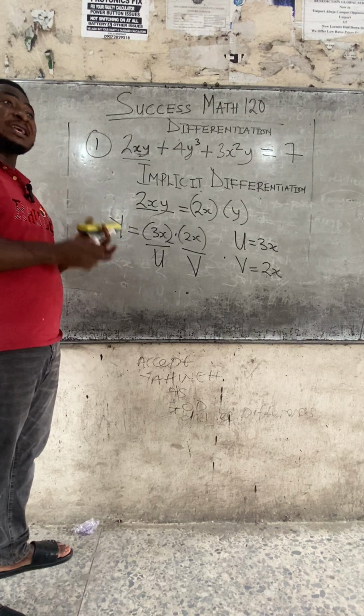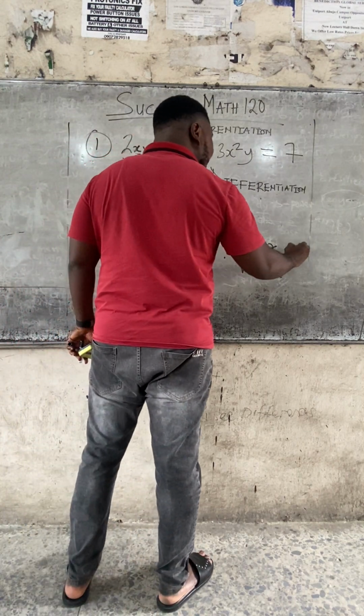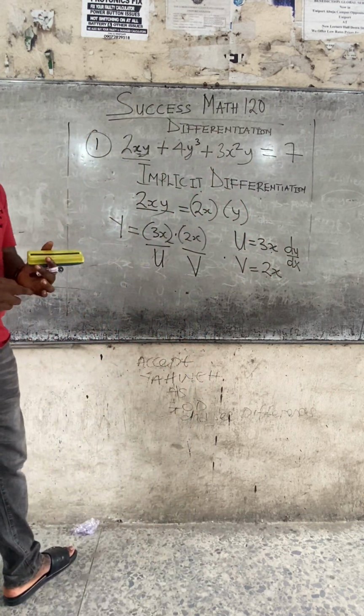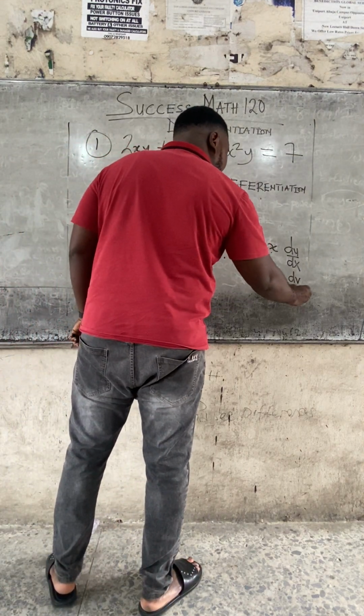That's the first step of product rule. Second step: differentiate u with respect to x to get du/dx. Also, differentiate v with respect to x to get dv/dx.